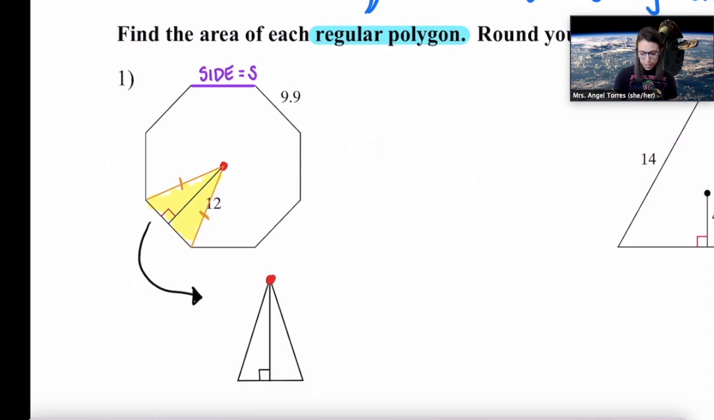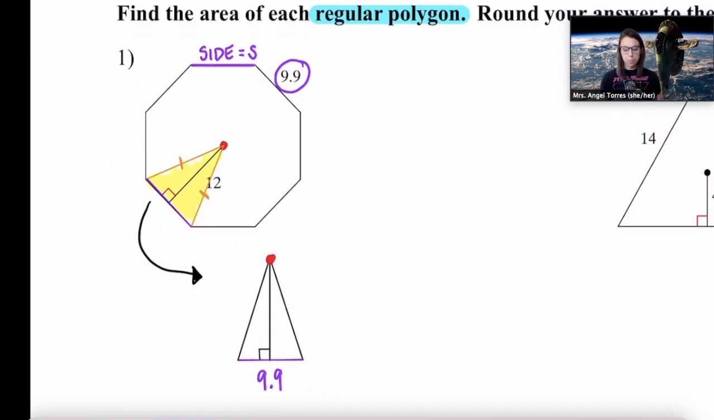So here is our triangle, and let's fill in what we know about it. Because this is the base of the triangle and it's the side length, that measure must be 9.9. So the base of this triangle is 9.9 units. We also know that the height of this triangle, not the radius, but the height of this triangle, is 12 units. So what's the formula for area of a triangle?